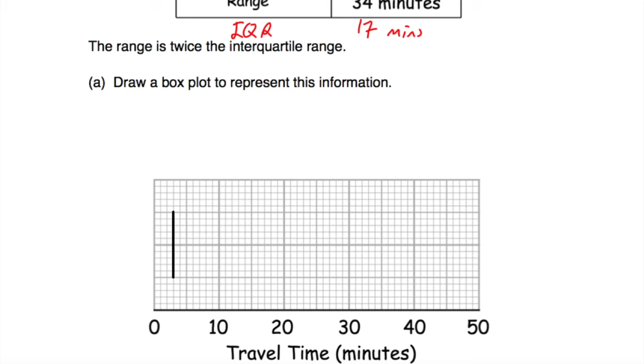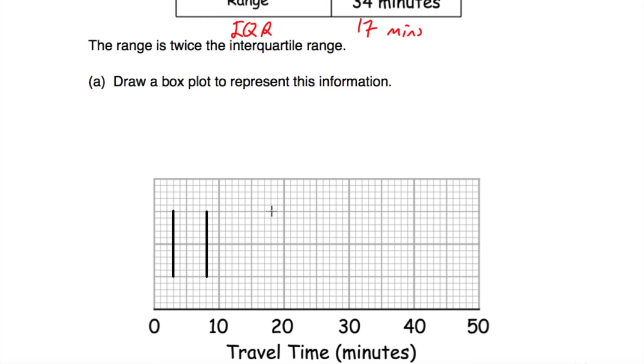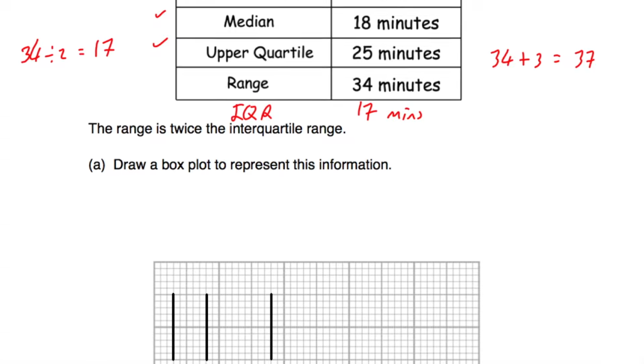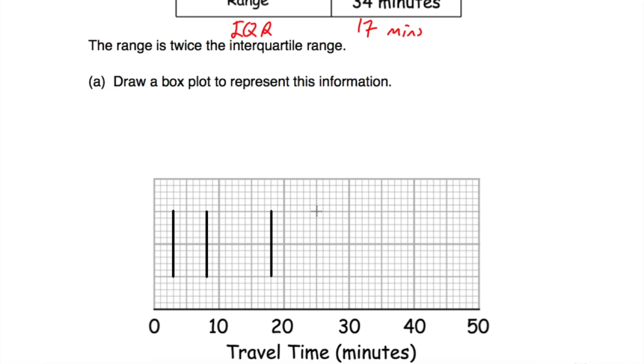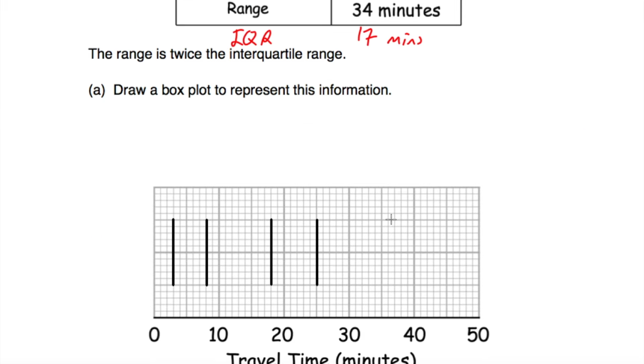The lower quartile is 8 minutes. So if we go to the lower quartile there, that's 8 minutes. So that's the first 2 lines drawn. The median is 18 minutes. So 18 minutes is the median, which is there, 18 minutes. The upper quartile is 25 minutes. So 25 minutes is here. And the longest amount taken was 37 minutes. So let's draw our longest amount of time taken, which is 37 minutes, which is there. And that's it. Actually, I'm just going to move that 37 just slightly to the right there, just so that it's in the right place. And so we've drawn our 5 lines.